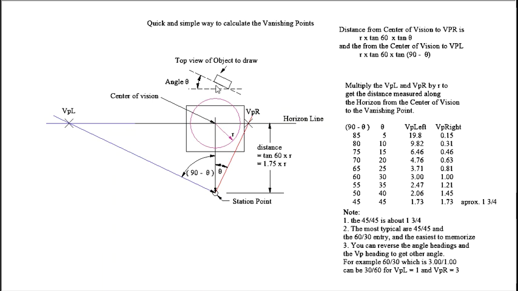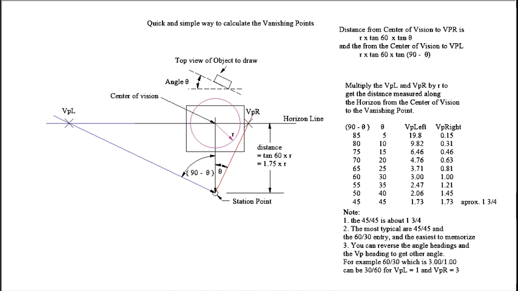We take the other side of the building, which is along here, and draw a line that's parallel to this from the station point up until where it crosses the horizon line, and that gives us the left vanishing point. So what we end up with is this.